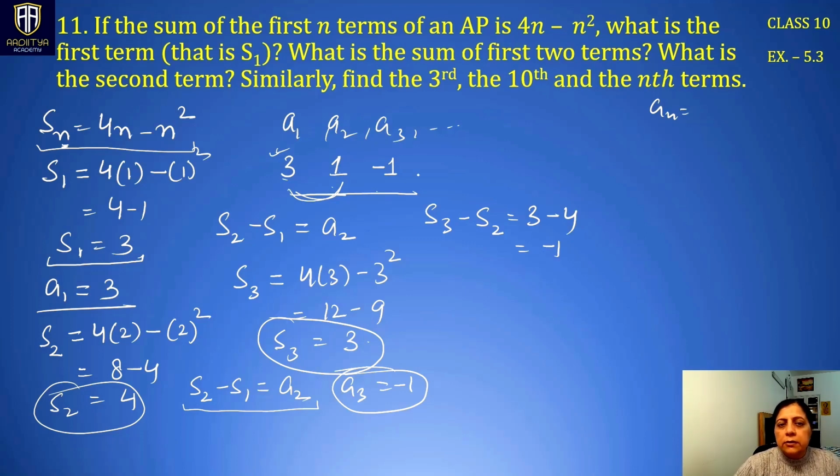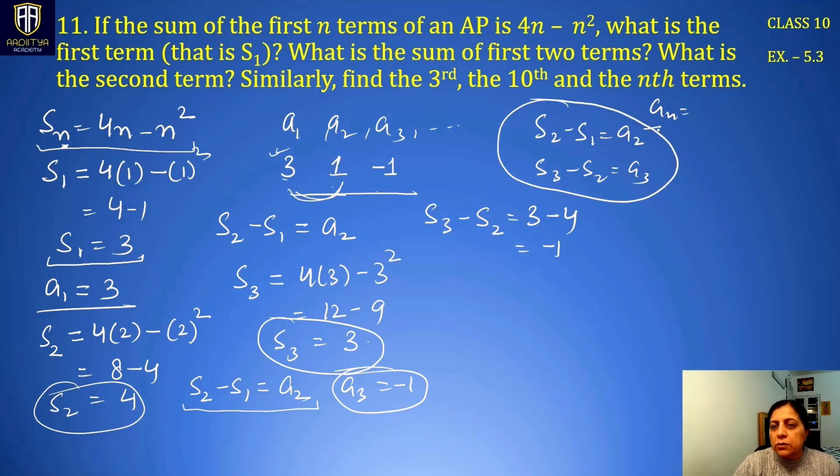So if I am writing this, S2 minus S1 is A2, and S3 minus S2 is A3. So what can we say about this? Just by using these two things, you can say that Sn minus Sn minus 1 gives the value of that term. Whatever number this is, subtract the previous sum from that sum and you will get the value of that particular term, at the first level, A2.